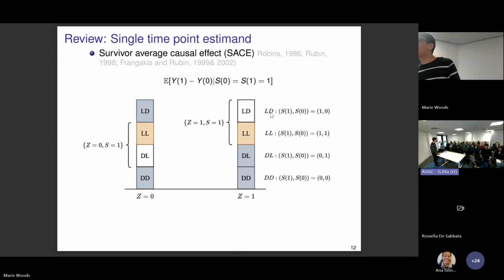All right, so what can we do instead? From the causal inference perspective, there is the so-called survival average causal effect. So you look at the comparison of Y1 and Y0 in this always survival group. And why do we look at this group? Because we say Y is only defined if S equals 1. Which means the potential outcome Y1 is well defined if S1 equals 1.